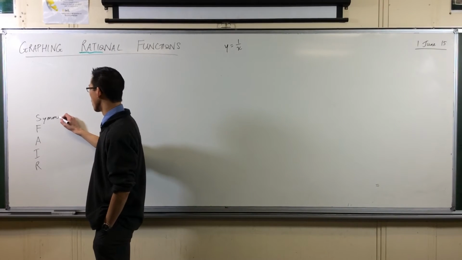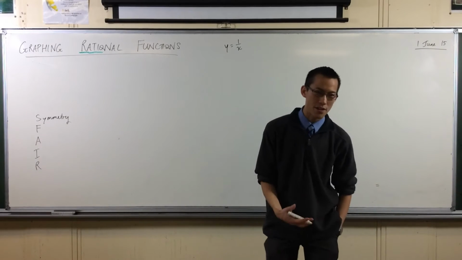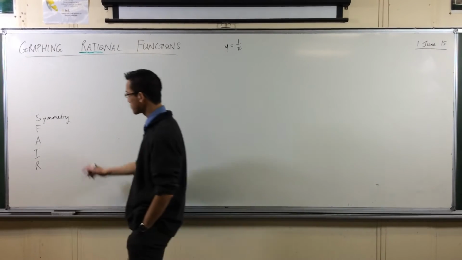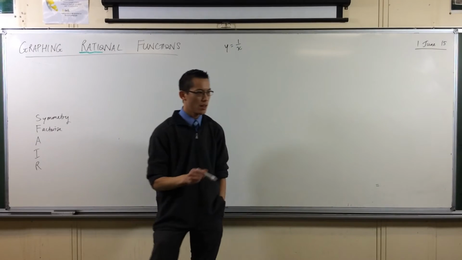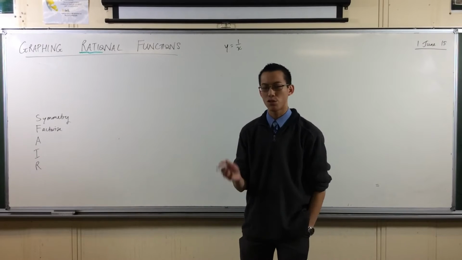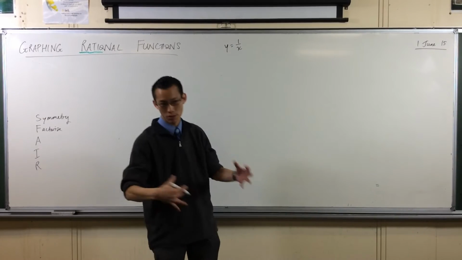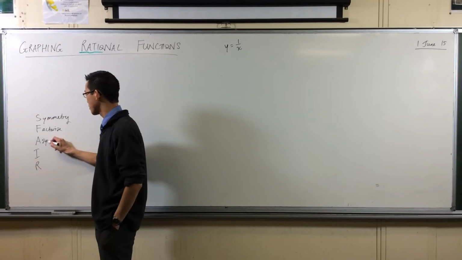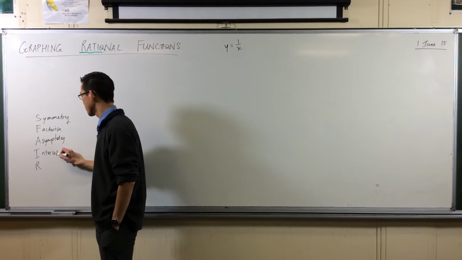It stands for symmetry. You want to take your rational function and see if there is any kind of symmetry to it. Secondly, you will need to factorize. The reason why you factorize is so that you can note some particular very useful geometric features that you're going to need to put onto your graph, namely asymptotes and intercepts.